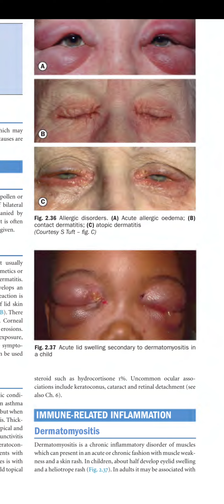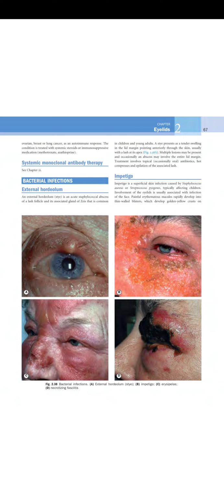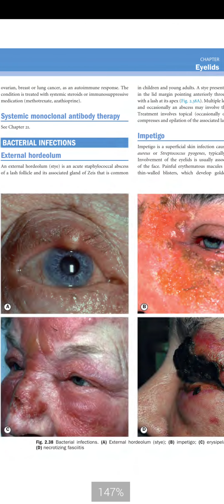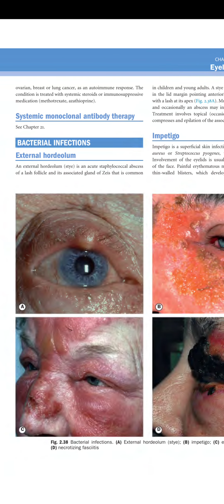Dermatomyositis is a chronic inflammatory disorder of muscles which can present in an acute or chronic fashion with muscle weakness and a skin rash. In children, about half develop eyelid swelling and heliotrope rash. In adults, it may be associated with ovarian, breast, or lung cancer, or as an autoimmune response. The condition is treated with systemic steroid or immunosuppressive medication, methotrexate or azathioprine.